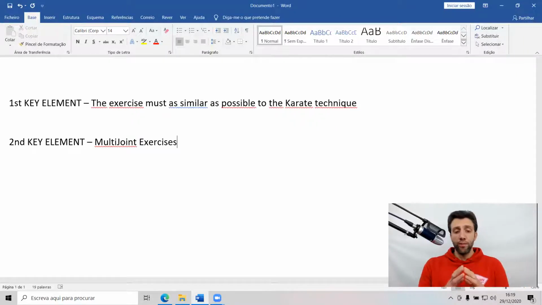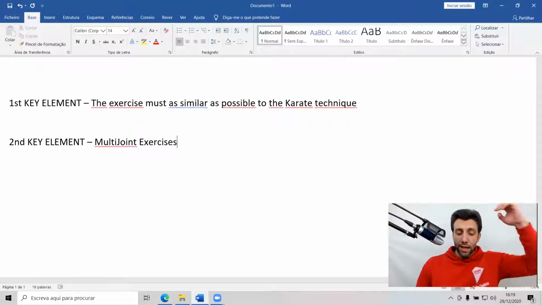I need to most of the time use multi-joint exercises, because most karate techniques are multi-joint movements. For example, when I make a fast displacement in Kumite or Kata, I'm recruiting the muscles of the hip, the knee, the thigh, my lower leg, my calves, for example.